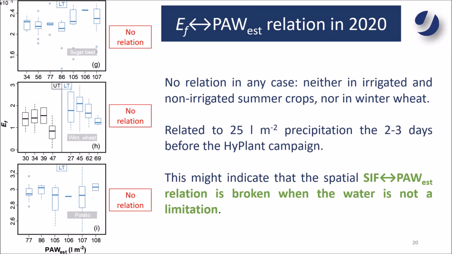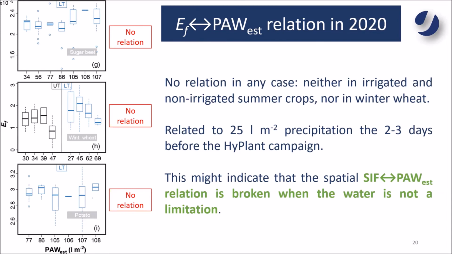This lack of relation in 2020, which was a year where we observed precipitation 2 to 3 days before the airborne campaign, in combination with the no relation observed in the irrigated crops, made us think that the spatial relation that we saw, for example, in sugar beet, pea and barley non-irrigated fields, is broken whenever water is not a limitation anymore.